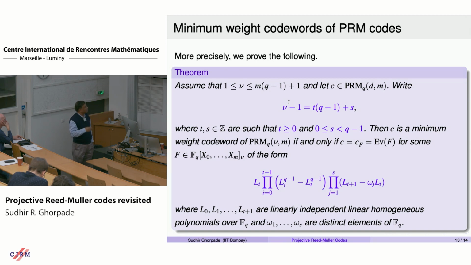Actually, t times q minus 1 plus s plus 1, because this division algorithm is for nu minus 1, where you come up with t plus 1 linearly independent homogeneous polynomials, which are linear, and you take distinct elements. So that was the outcome, if you like, of revisiting projective Reed-Muller codes and making sure that the theorem is correct, and then we have a new proof, and as a dividend, this characterization of minimum weight codewords.